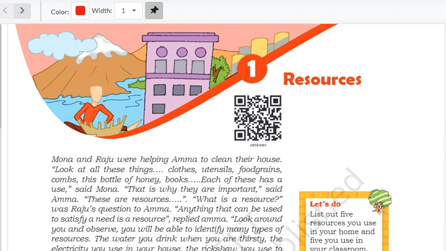So here we go. The first chapter is on resources. Mona and Raju were helping Amma to clean their house. Look at all these things: clothes, utensils, food grains, combs, this bottle of honey, books. Each of these has a use, said Mona. That is why they are important, said Amma. These are resources.